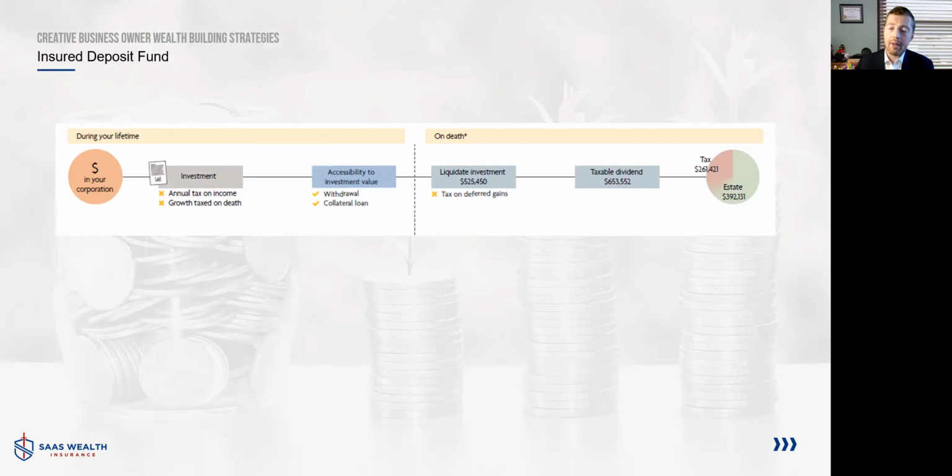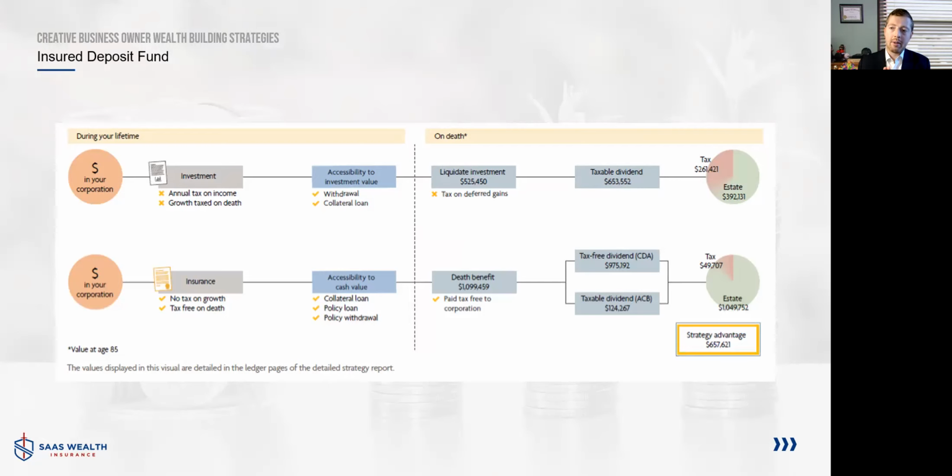So you'll see 30K over 25 years. There's a significant amount of that money paid to taxes, and the business owner doesn't end up with much. Now, the insured deposit fund is essentially a permanent insurance vehicle that's held by a corporation. Oftentimes it's the holding company versus the operating company. The growth of these particular investment vehicles can grow tax-free within the corporation.